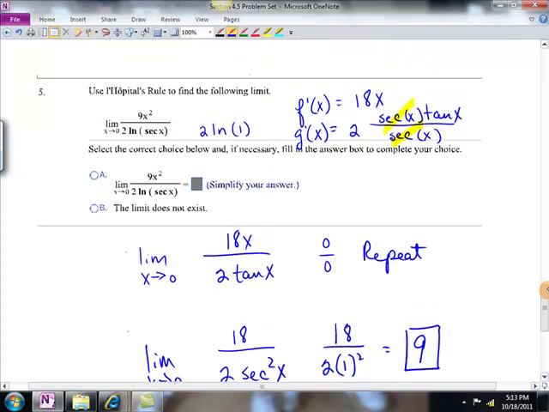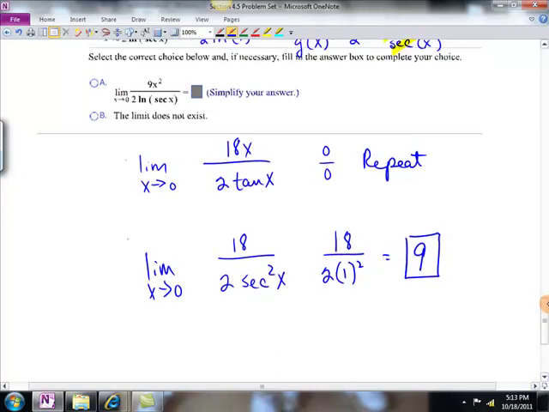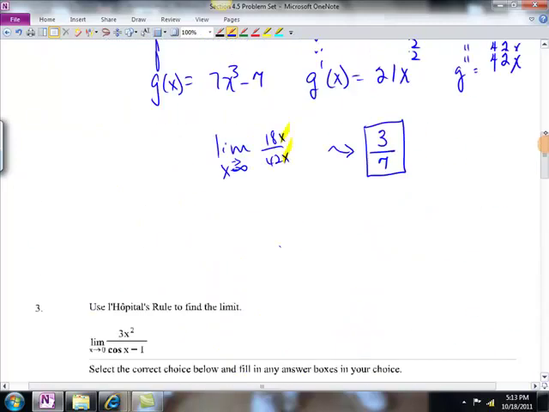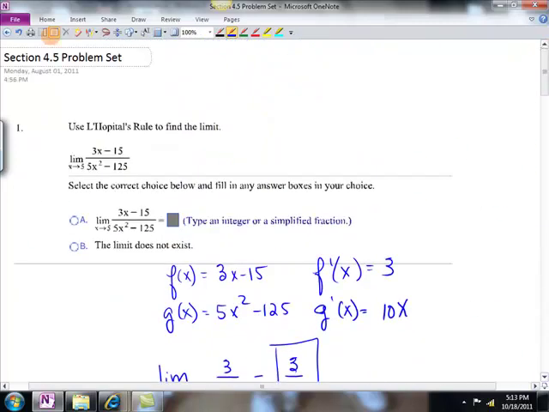So you only have 5 problems on that, and I think it's pretty clear. You're just taking the derivatives however many times you need to get where you can take the limit. So hopefully that will get you going.